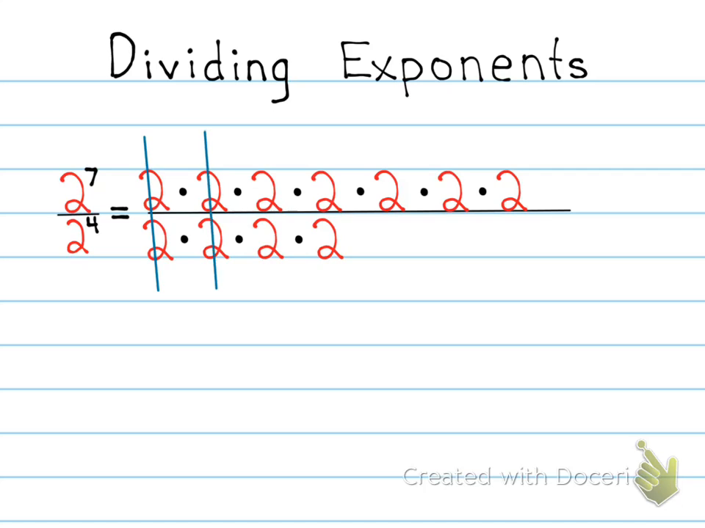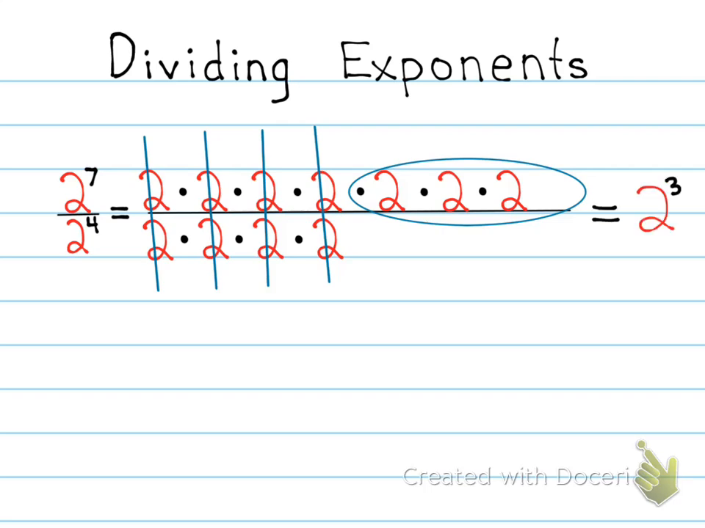2 divided by 2 is 1. 2 divided by 2 is 1. 2 divided by 2 is 1. And what I'm left with is my answer. I have 2 times itself 3 times. So if I take 2 to the 7th, divide by 2 to the 4th, I'm left with 2 to the 3rd power. This is the proof. This is the long way around it, but I think this is very helpful. Again, if you forget your rule, you can go through and do this, and it should give you the rule.